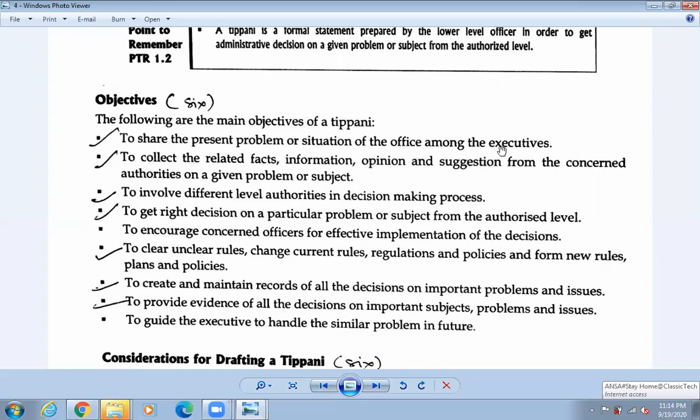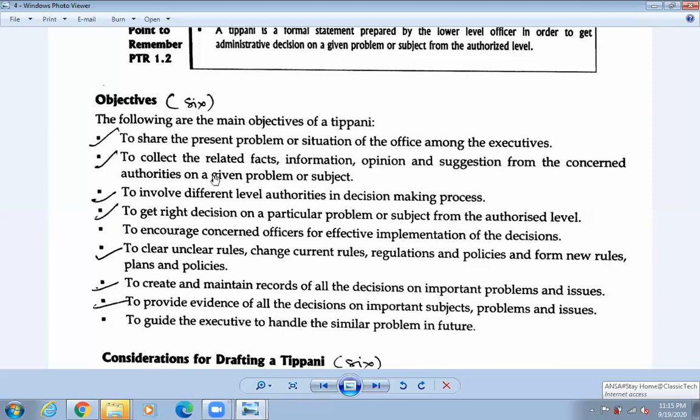So as far as possible, the lower level staff should write a letter to the upper level requesting them to change the rule of this organization, because with that rule we cannot work easily. So that's why, to share the present situation and the problem of the office, this letter must be written.